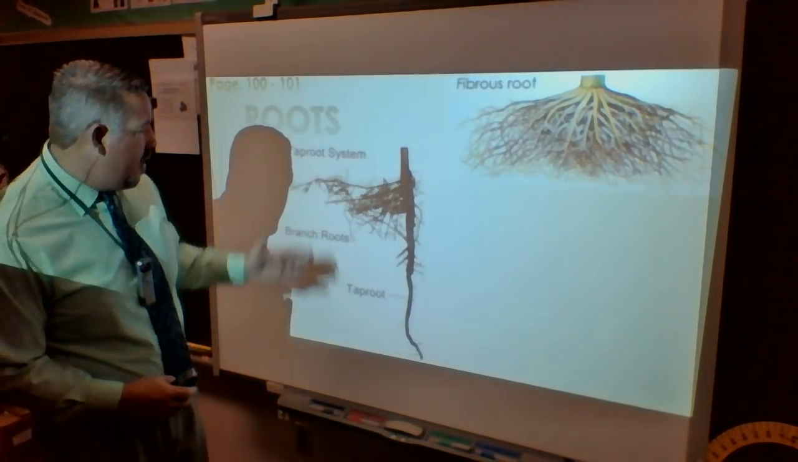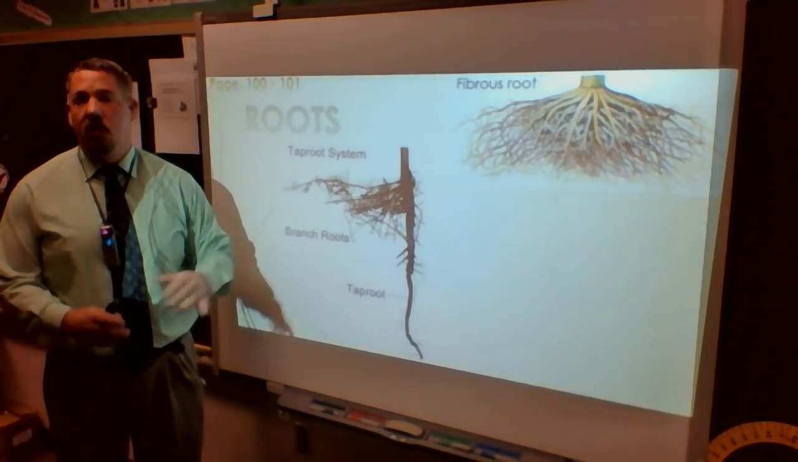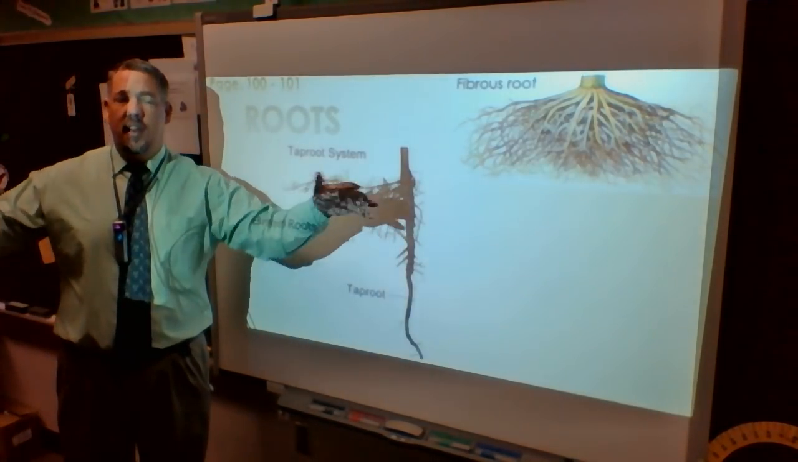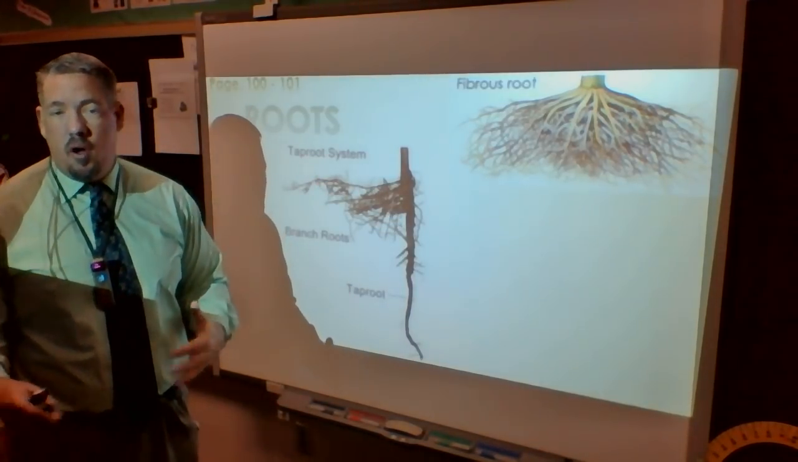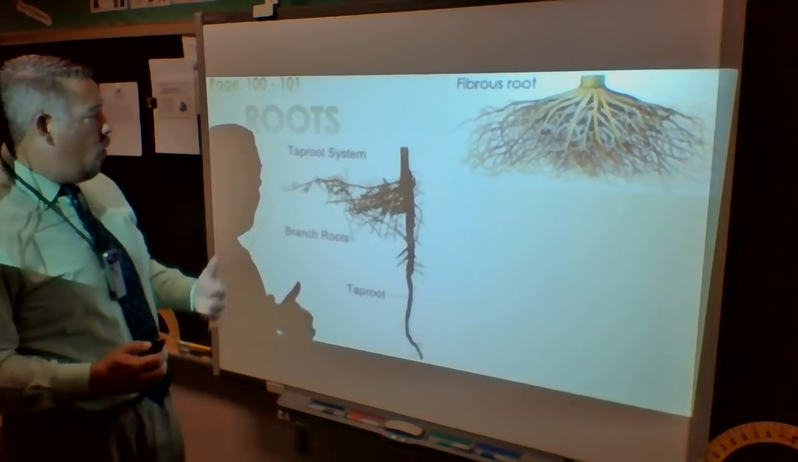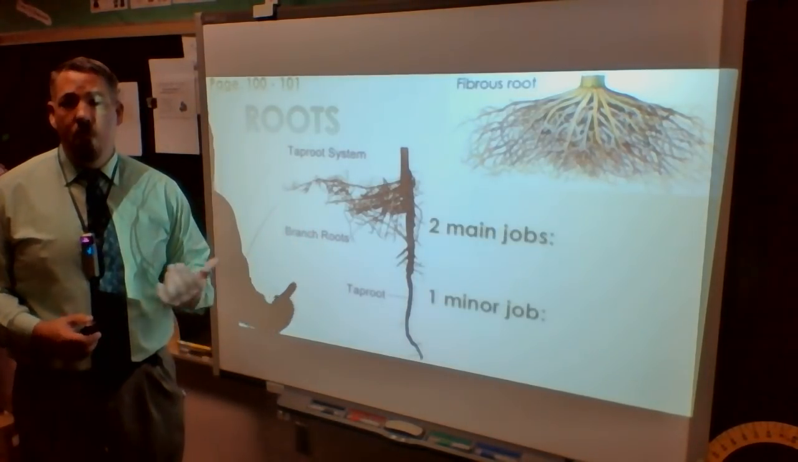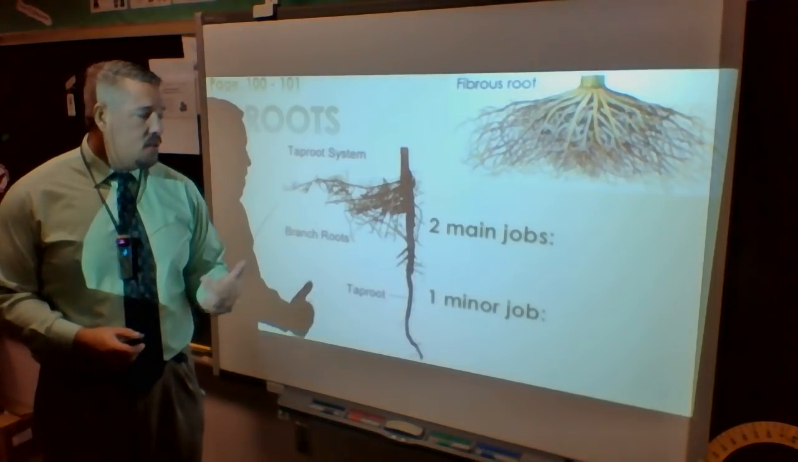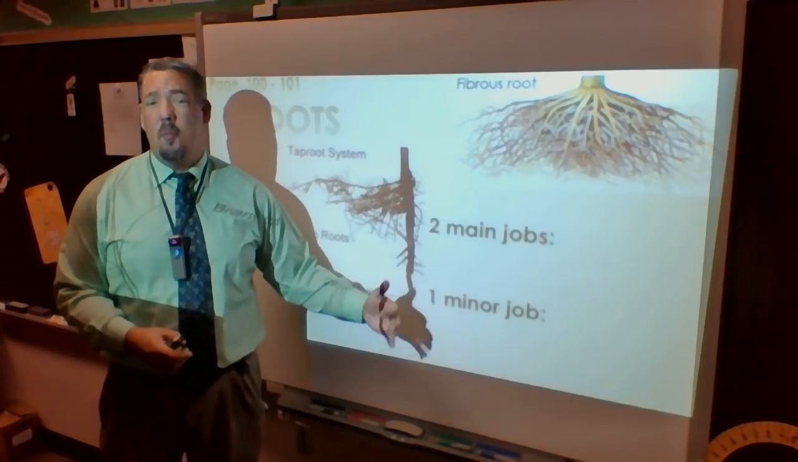So this taproot is digging as deep as it possibly can to get the water that goes deeper in the soil. And then you got some of these little branch roots or hair roots that grow off to the side just to get into the soil, loosen it up, but to get a little bit extra water as well. The whole idea behind a root system is that it has 2 main jobs. And then some of the roots, not all of them, but some of the roots have what we call a minor job.